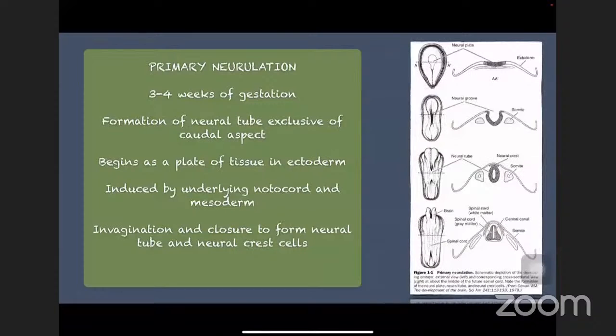So what is primary neurulation? Primary neurulation begins in the 3rd week and is completed in the 4th week of gestation. On your right hand side, you can see the neural plate being formed, then the neural groove which develops, and then the invagination of the neural plate, separation, and then the neural canal and the neural tube are formed. It begins as a plate of tissue in the ectoderm, and it's induced by the underlying notochord and the mesoderm. It invaginates and closes to form the neural tube and the neural crest cells, which are in between the neural tube and the overlying covering.